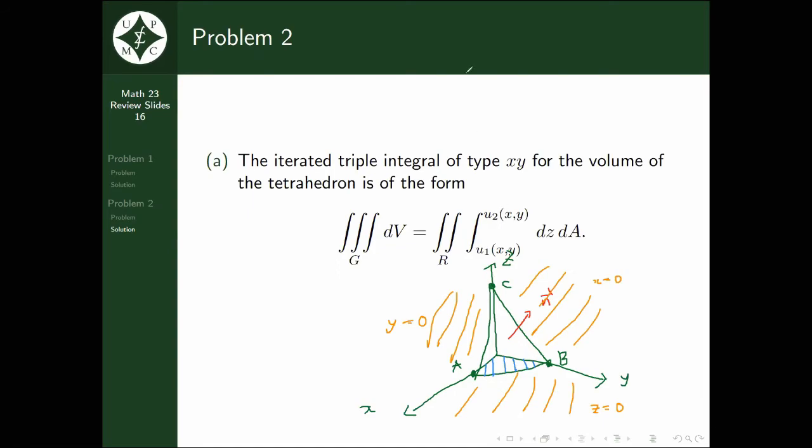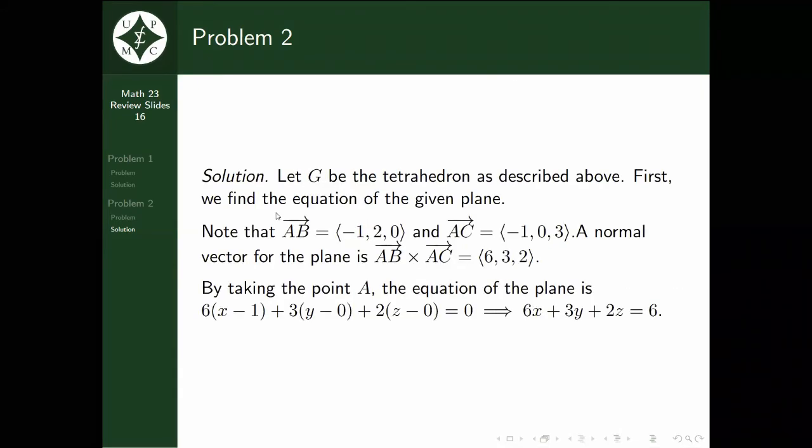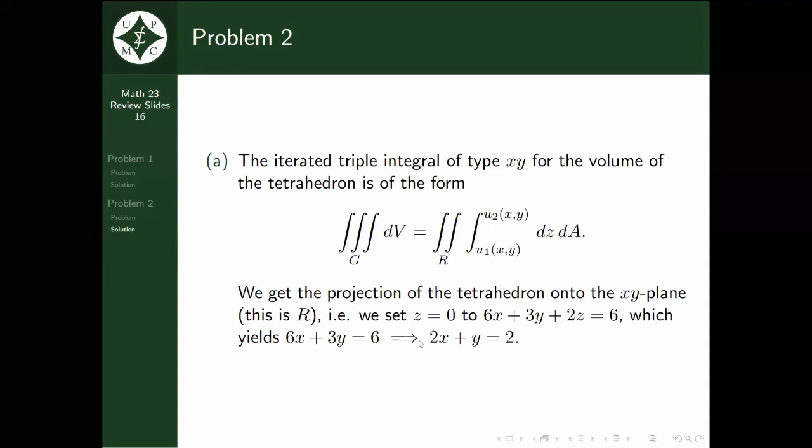For example, if we need to get the projection onto the YZ plane, that would look like this, and then we'd have to set x to 0. So if we go back, we just have to set z equal to 0 here. For example, we can just cross that out, and whatever is left, that's our equation: 6x plus 3y equals 6.